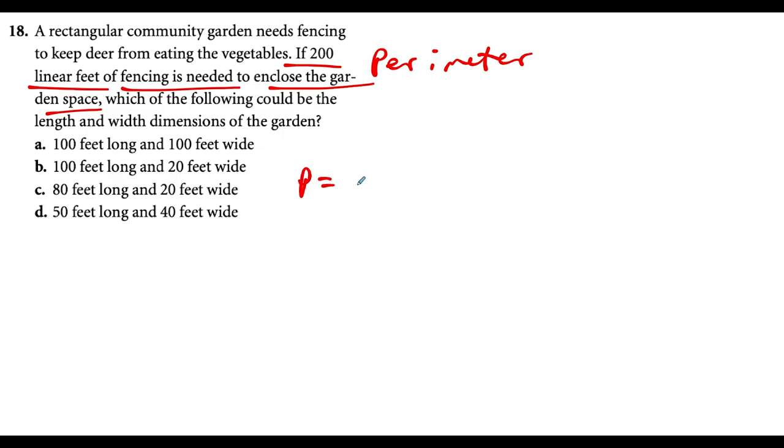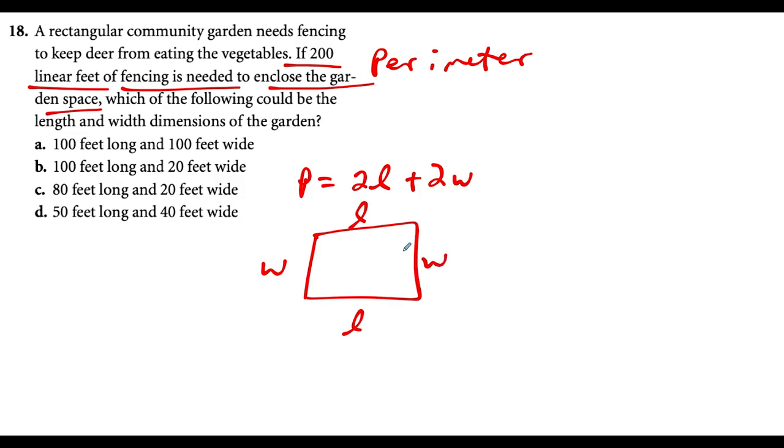Just know the perimeter is equal to 2 times the length plus 2 times the width, assuming it's a rectangular garden. Remember, it's like length, length, width, width. So when we add these all up, we get 2 times the length plus 2 times the width. Now we just have to think which one of these will work out to 200.